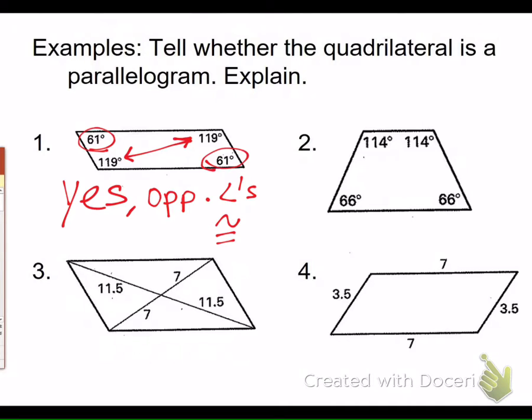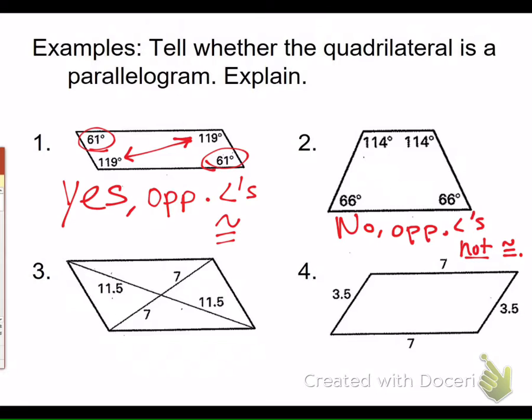Okay? Number 2, is that a parallelogram? No. Why not? The angles are. Yeah, you can't just say the angles, because technically a couple angles are congruent, but they're not opposite angles. So I'm going to say opposite angles not congruent.